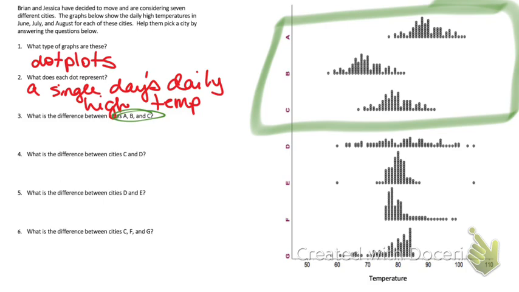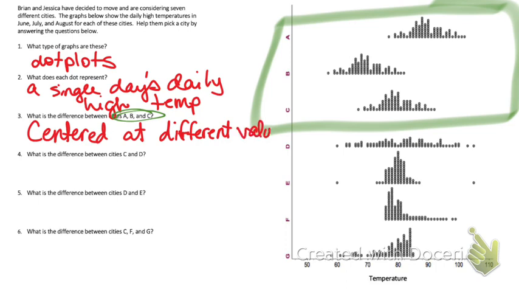So the pattern is the same, but what is different about cities A, B, and C? They're in different locations on the x-axis, right? So which of the cities is the coldest? B. On average, that one is the coldest. Which one is the hottest? A. A, very good. So when we look at these, we can see that they are centered at different values.